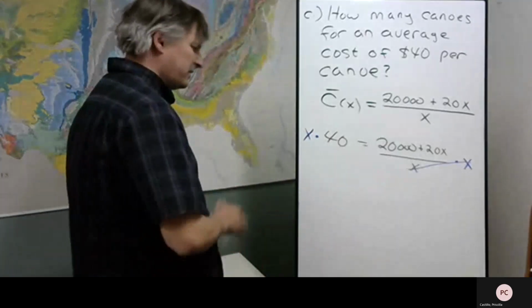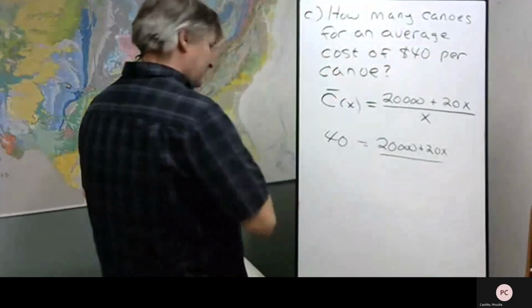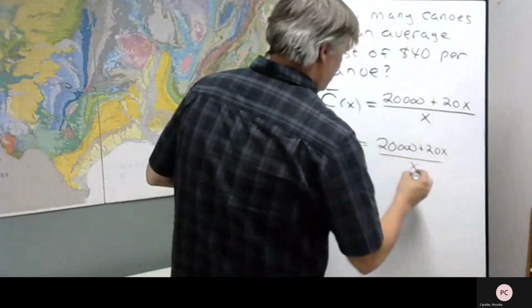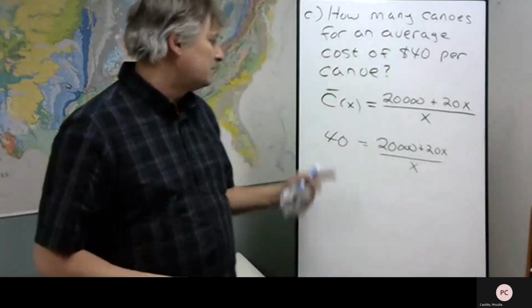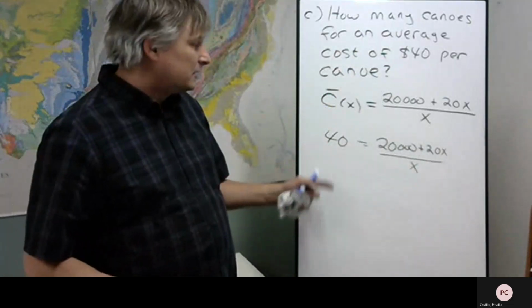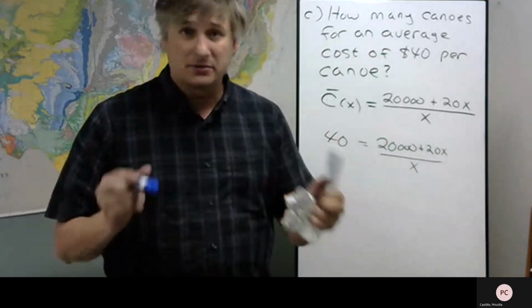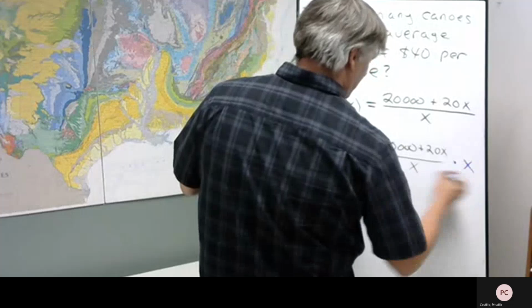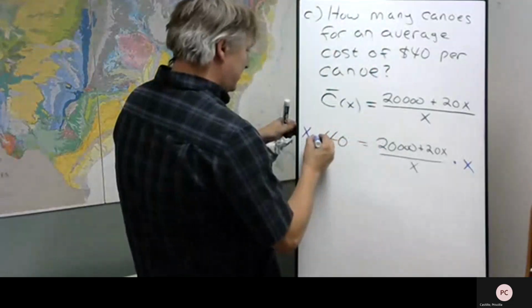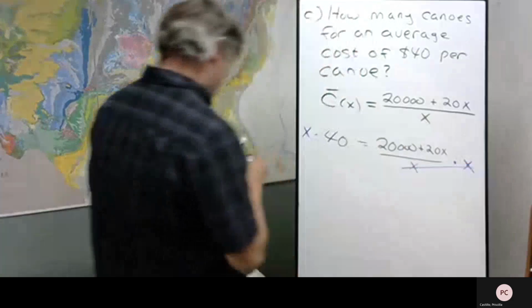Again, we want to get rid of the denominator. So let me start that over again. So what we want to do is find how many canoes for this kind of thing to happen. So to do that, we've got to solve for x. And again, no denominators if we can help it. And so we can do that by canceling this denominator. That's why I multiply by x. So that'll go away.